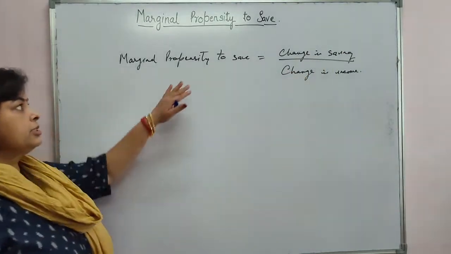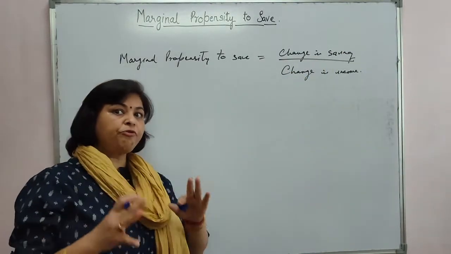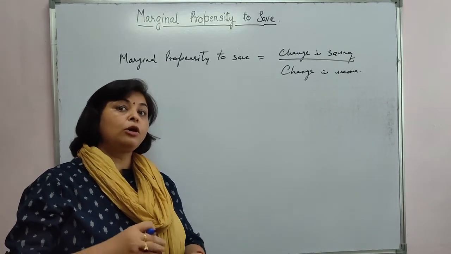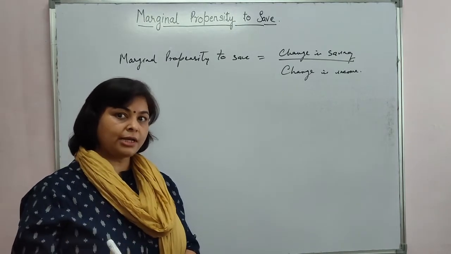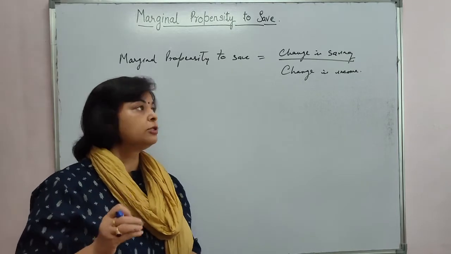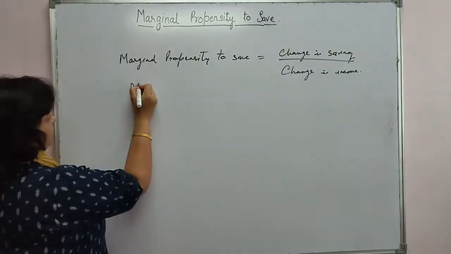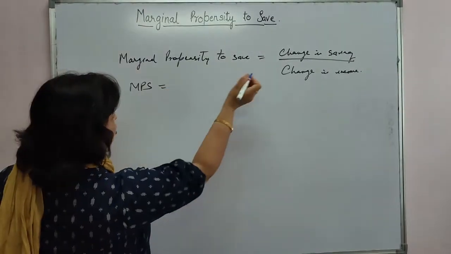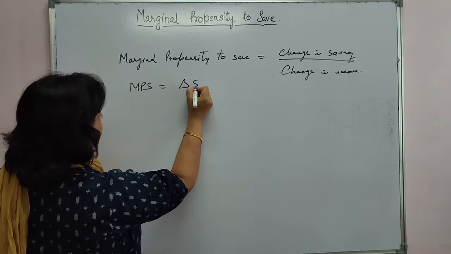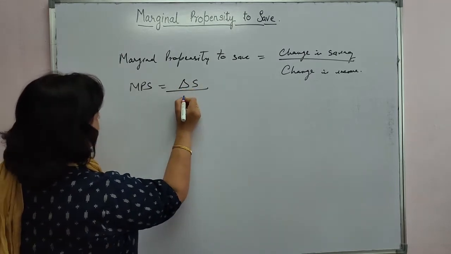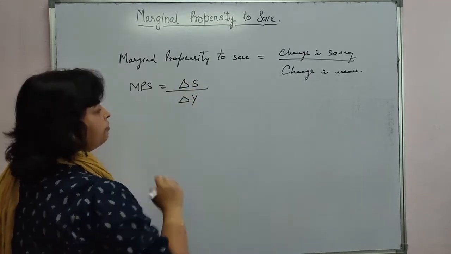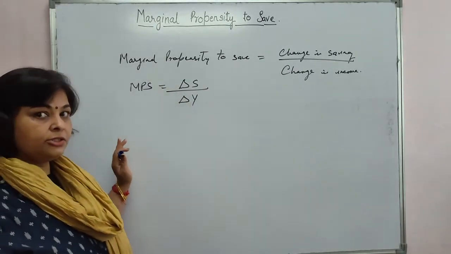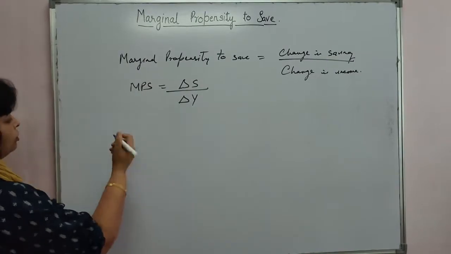So what does it show? It shows the fraction of change in income which is not used for consumption, rather it is saved. We can write MPS for marginal propensity to save, change in saving can be written as delta S, and change in income can be written as delta Y. We will try to understand the concept of MPS using a numerical example also.